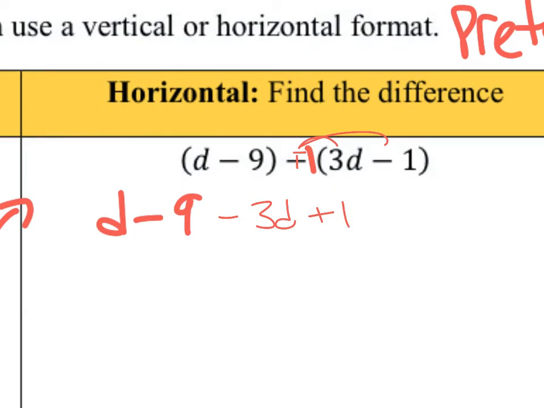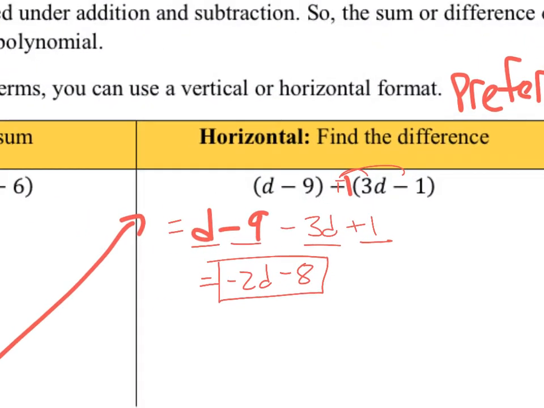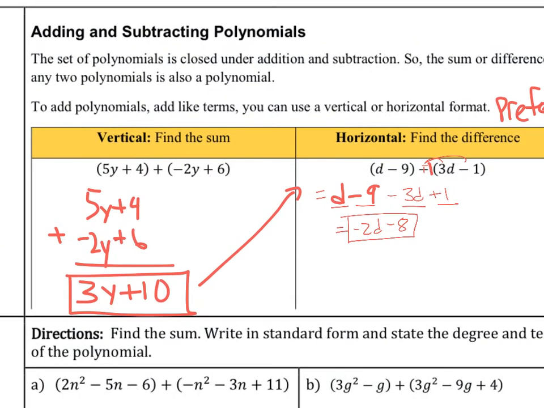And so now we can combine these. D minus 3d, that's negative 2d. Negative 9 plus 1. Don't forget this negative sticks with that 9 there. Negative 9 plus 1 is negative 8. And so this term up top, and we should have some equal signs. This expression is equal to this expression is equal to this expression. This is what we call simplifying. All of these are worth the same, but it's simpler when we write it in this way.